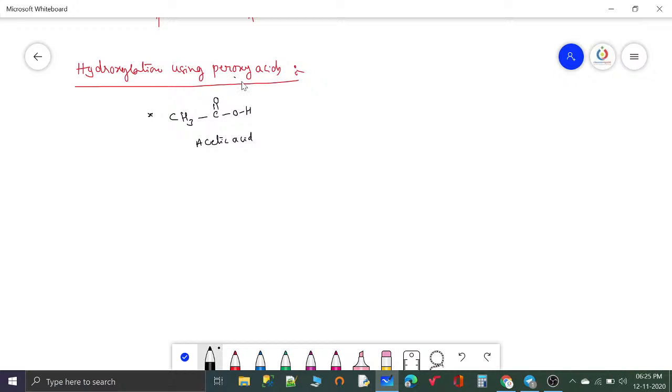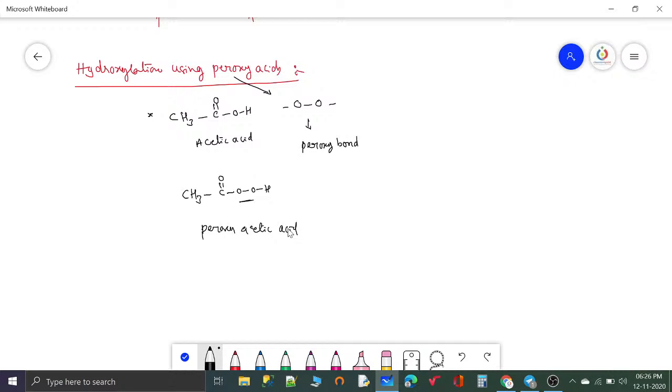And what does it mean by peroxy? If any molecule has an oxygen-oxygen single bond, such a bond is called the peroxy bond. So if you insert one more oxygen here, like CH3, C double bond O, OOH, now it is an acetic acid but having the peroxy bond. So it is called peroxyacetic acid.